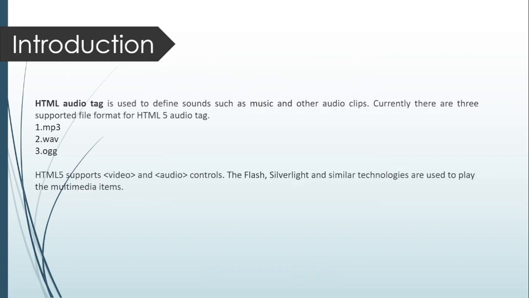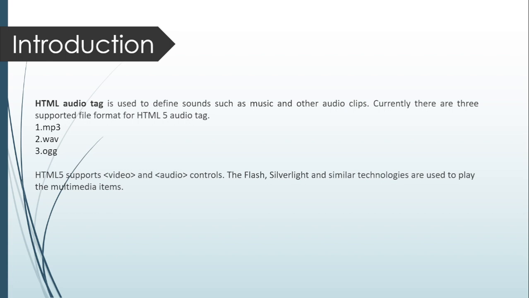As you can see here, the HTML audio tag is used to define sound such as music and other audio clips. So if you want to add any type of music or any type of audio clip, whether it is a recorded audio clip or a downloaded music file, you can add anything by using the HTML audio tag.